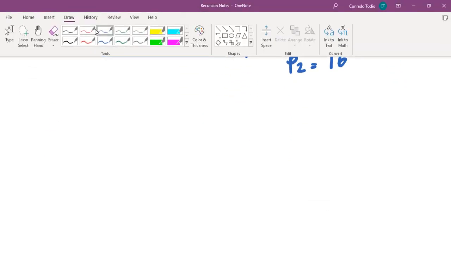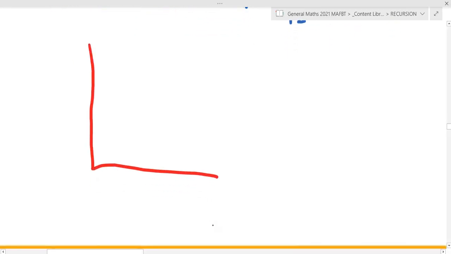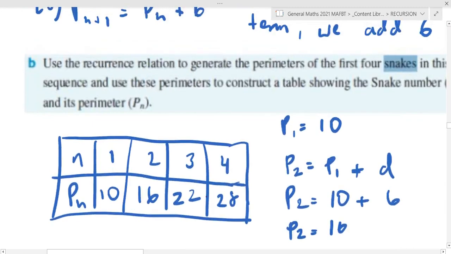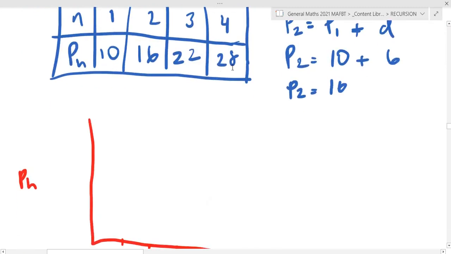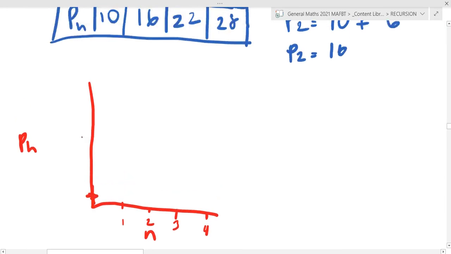So the graph, remember what your axes are. Down here on the bottom, you have the number, and here you have the value Pn. You only want the first 4, so we want 1, 2, 3, 4. Looking at my graph, I can see it starts at 10 and it goes up to 28. So I might just go up by 5s. I might just put a little break here, so I know that I've skipped some numbers.